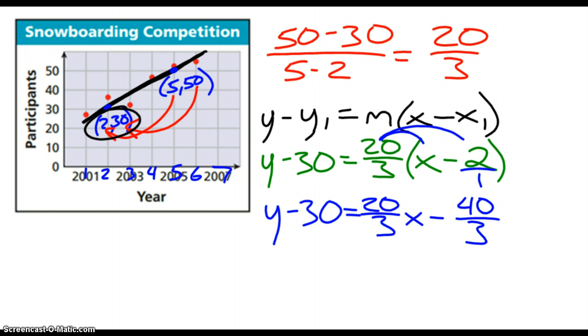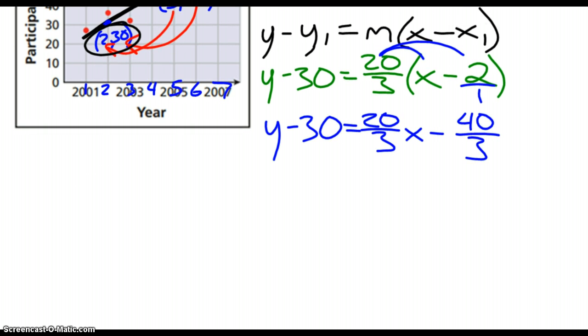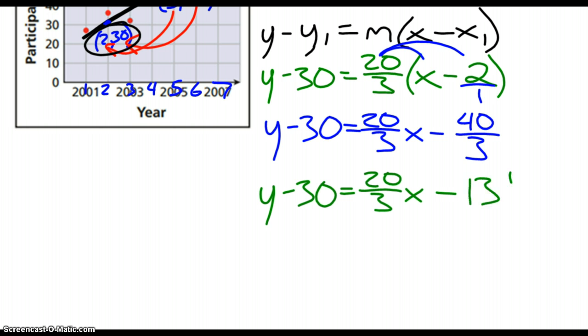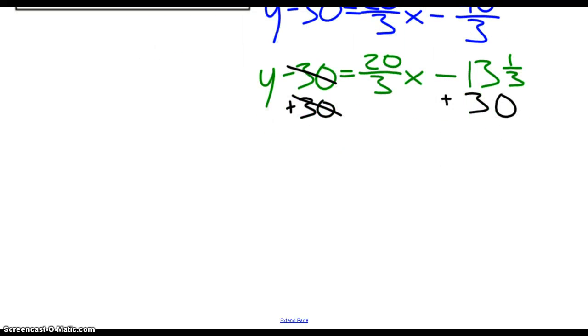And for the sake of this example, I'm going to change 40 over 3 into a mixed number. Okay, so 3 goes into 40 13 times with a remainder of 1. So 13 and a third. And to solve for y, we're going to add 30 to both sides. Now you have to be careful when you do this. Adding mixed numbers with negatives involved can get a little bit tricky. Alright, so we got y equals 20 over 3x, 20 over 3 being my slope. And really here we've got 30 minus 13 and a third.